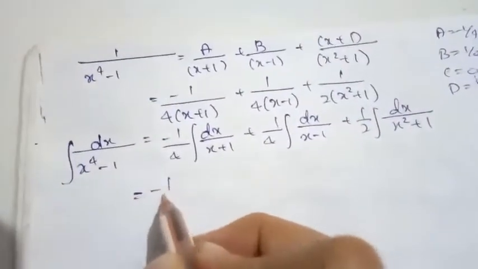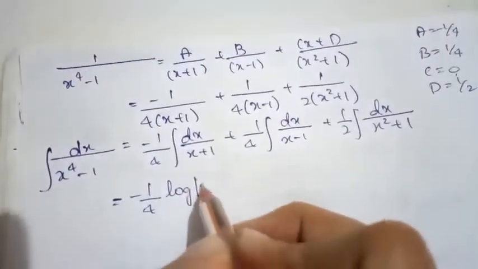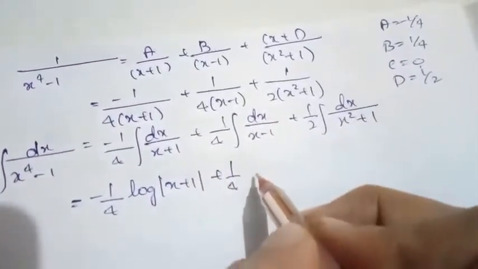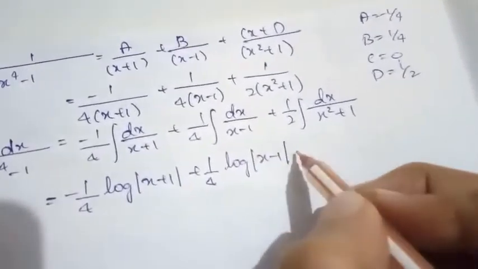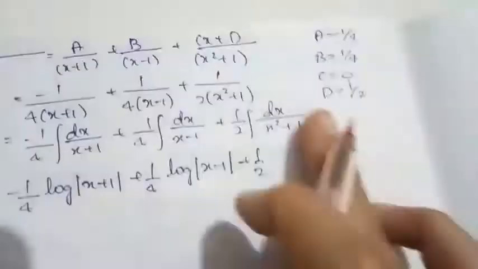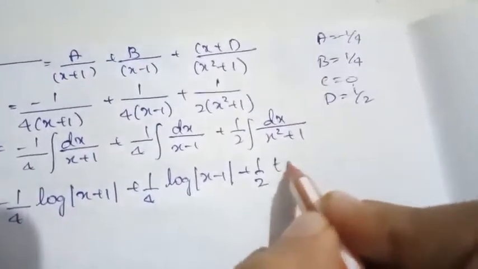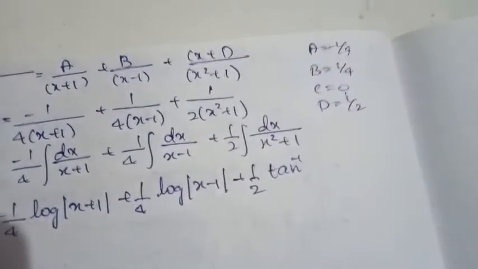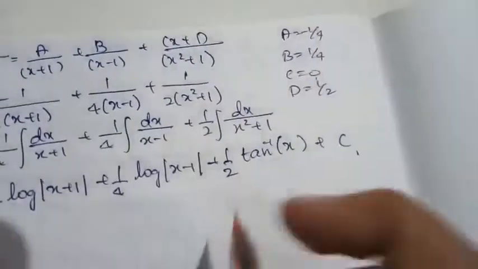So now what happens? Minus 1 by 4 integration of dx divided by 1 plus x is log mod x plus 1, plus 1 by 4 integration of dx divided by x minus 1 is again log mod x minus 1, plus 1 by 2 integration of dx divided by x square plus 1, it is nothing but 1 divided by x square plus a square, which is 1 by a into tan inverse of x by a. The value of a is 1 here, so it becomes tan inverse of x plus c.